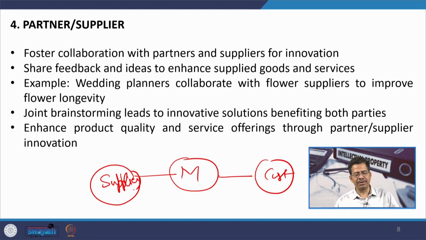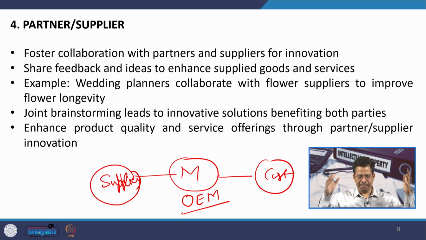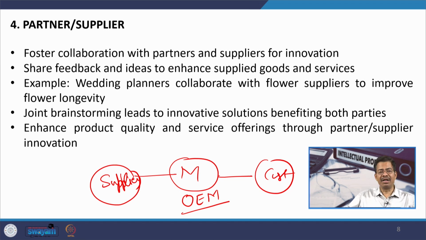So, suppliers are also a very important source of new ideas. Sometimes what happens is this manufacturer is, let us say, an OEM, original equipment manufacturer. So, this manufacturer is a big company, a big multinational company. The size of the supplier is much smaller than this manufacturer. Therefore, you may ignore the supplier's role in giving you new ideas, but that is a huge mistake if you do that, because these suppliers may also be an important source of new ideas.